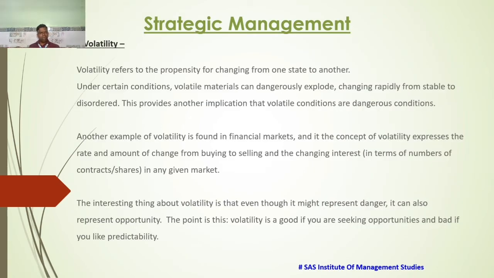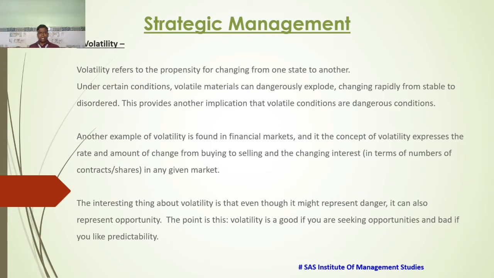Volatility. Volatility refers to the propensity for changing from one state to another under certain conditions. Volatile materials can dangerously explode, changing rapidly from stable to disorder. This provides another implication: volatile conditions are dangerous conditions. Another example of volatility is found in the financial market, where the concept of volatility expresses the rate and amount of change from buying to selling and changing interest.